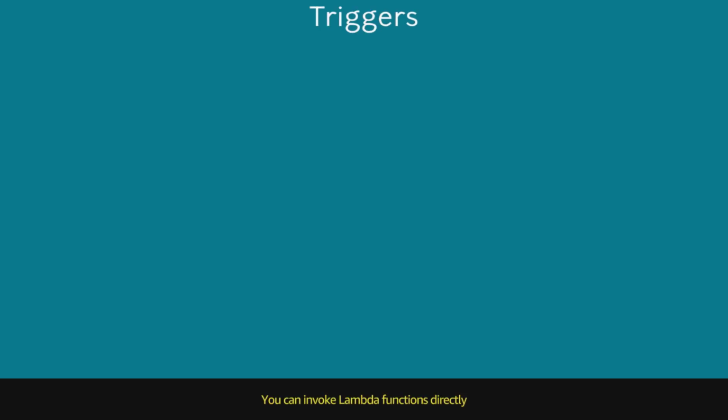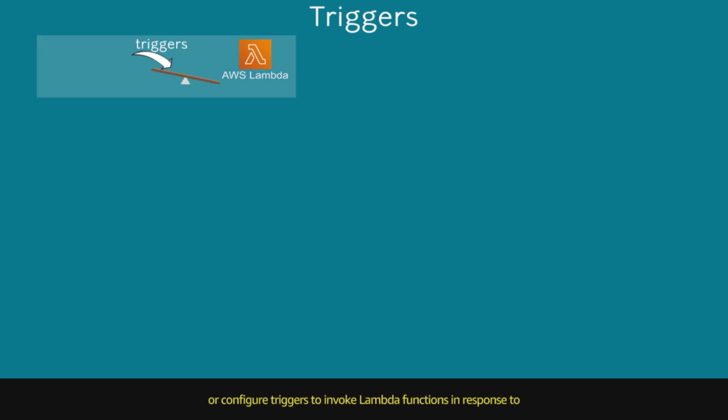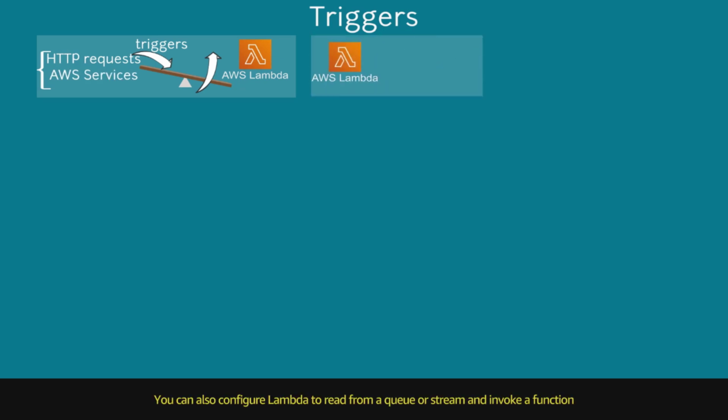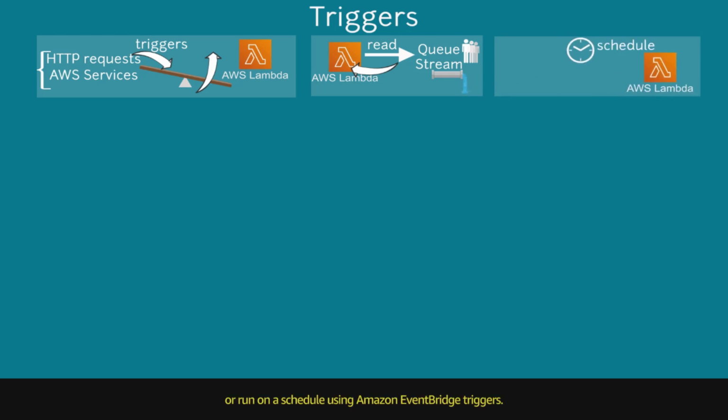You can invoke Lambda functions directly, or configure triggers to invoke Lambda functions in response to incoming HTTP requests or AWS services. You can also configure Lambda to read from a queue or a stream and invoke a function, or run on a schedule using Amazon EventBridge triggers.